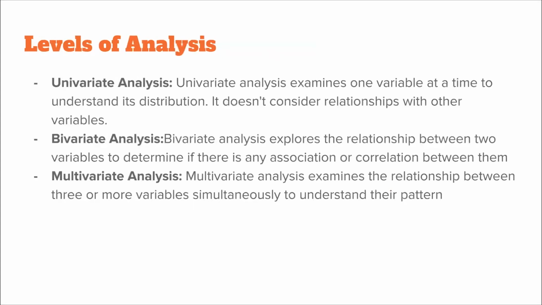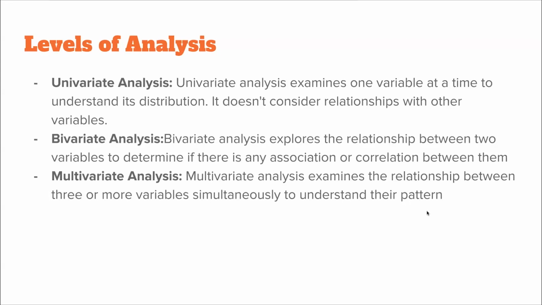So we have levels of analysis. Levels of analysis include univariate, bivariate, and multivariate. Univariate is basically analyzing one variable at a time to understand its distribution. It doesn't consider relationships with other variables. So if you want to check sex, it's just sex alone. You don't care about any other thing. Bivariate analysis, the way it sounds, explores the relationship between two variables to determine if there's a relationship, an association, or a correlation between them. While multivariate analysis examines the relationship between three or more variables simultaneously to understand their pattern.